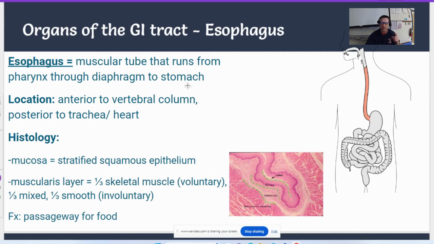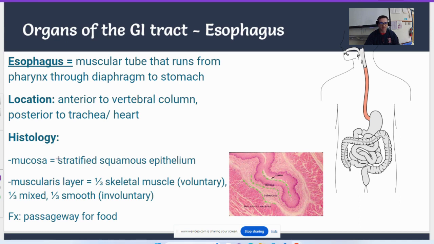Remember, it's not food anymore. You put food in your mouth, you chew it up, mix it with saliva. Now it's a bolus. So the bolus is going to go into the stomach. Where's it located? It's anterior in front of your vertebral column, your spinal cord. Posterior behind your trachea and the heart. Trachea, that's the windpipe. So that's where that goes to the lungs.